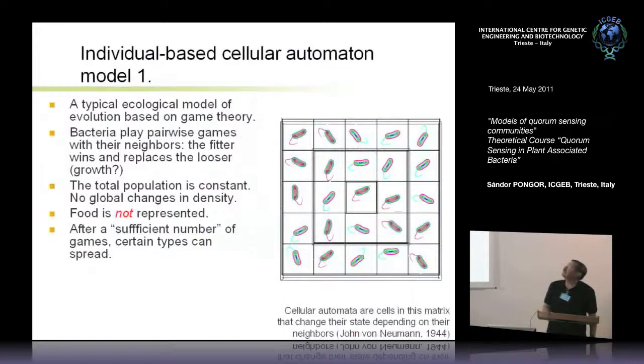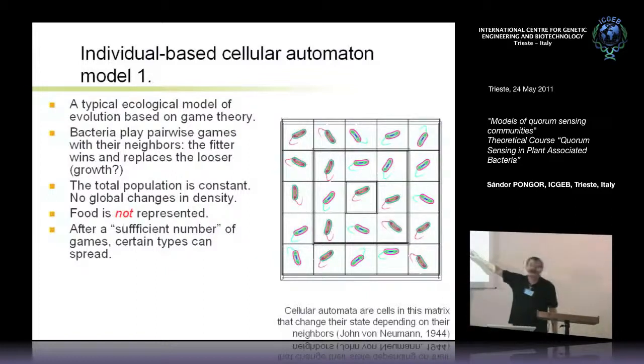Now we come to one of the models which was already used for quorum sensing, the so-called cellular automaton model. This is again not a completely new invention, but it was only used for quorum sensing, I think, within the last 2 years. What happens here is that we have a rectangular grid where in each cell we have an agent. The agents play pairwise games with each other. This doesn't sound very biological, but I'm reproducing it. In these games, you have to determine who will win.